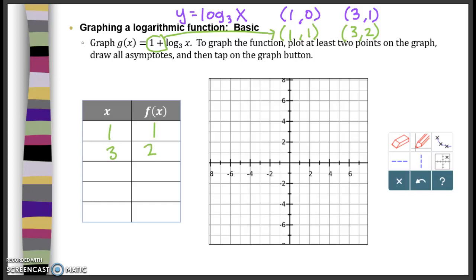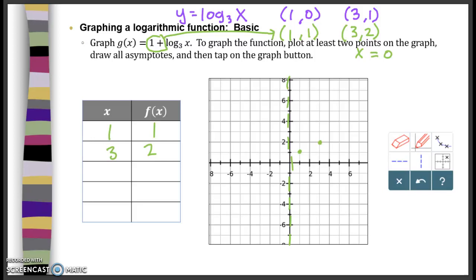Now, I haven't moved left to right, so it's not going to affect my asymptote, so I still have an asymptote at x equals 0. So I'm going to go ahead and draw that in first, and then I'm going to draw my points. So I have a point at 1, 1, and then at 3, 2. Now it says to plot at least 2 points on the graph and then draw all asymptotes. So we've already done that. We could hit the graph button, but let's go through a few more points.